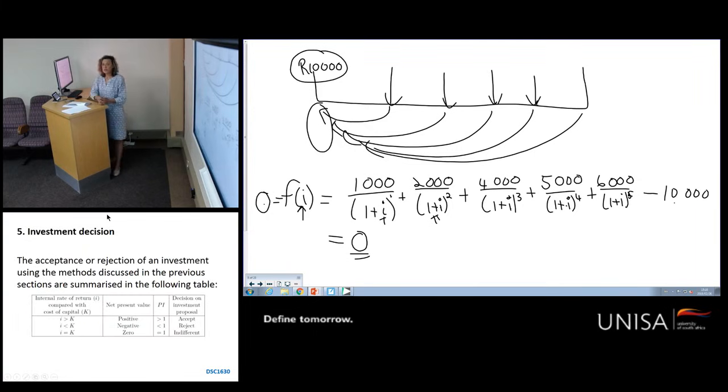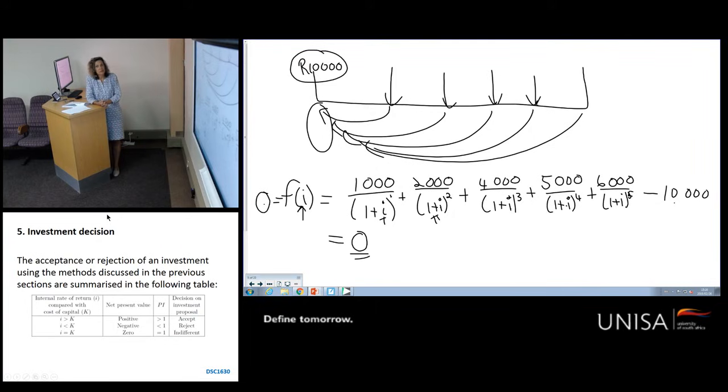Here I've just summarized to you the investment decision. When do I accept or reject an investment? Internal rate of return you compare with the cost of capital. We've just done an example of that. The net present value, we compare it to a positive or a negative value, and the profitability index with a value of 1, smaller or bigger than 1, and that gives you an accept or a reject at the end of the day.